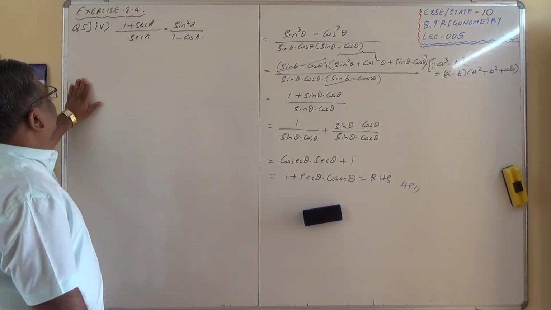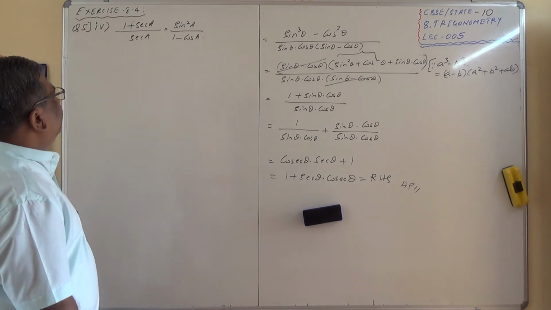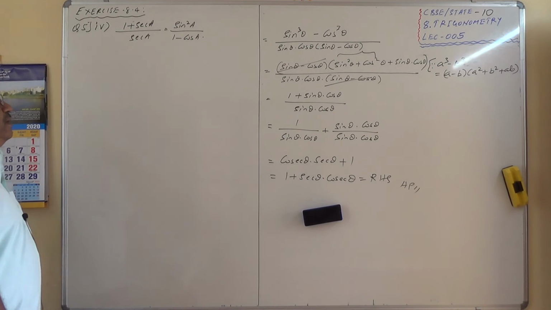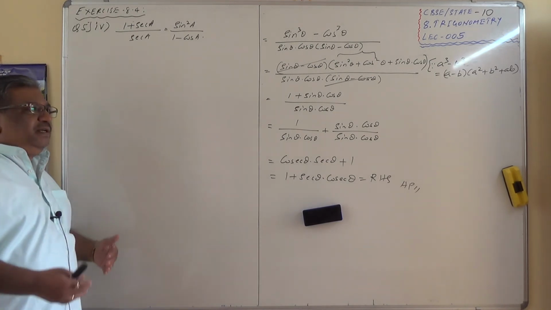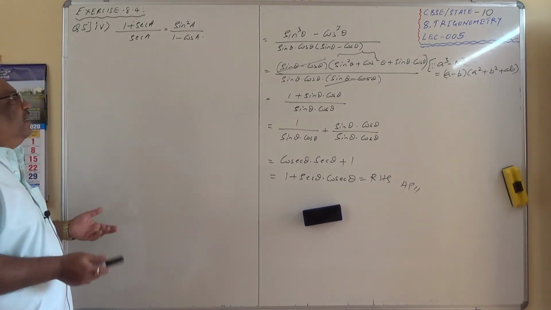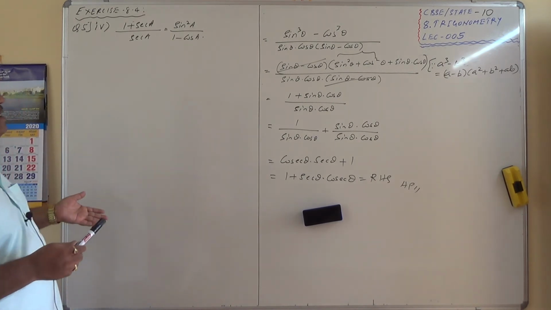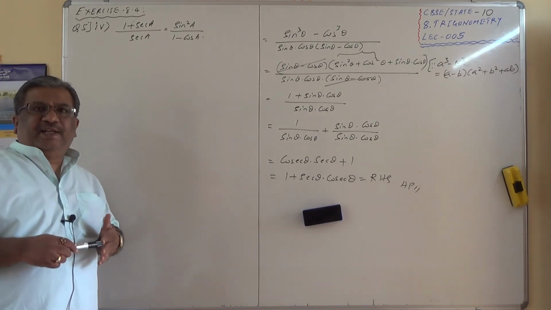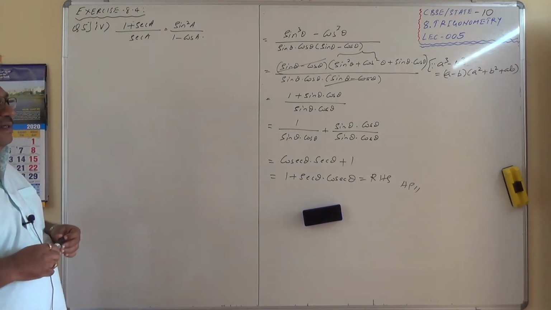Question number 5, 4th line. Prove that (1 plus secant A) by secant A equals sin square A by (1 minus cos A). Here if I take LHS, I need to prove RHS. If I take RHS, I need to prove LHS. Both sides are equally complex in nature. It appears to be like that.